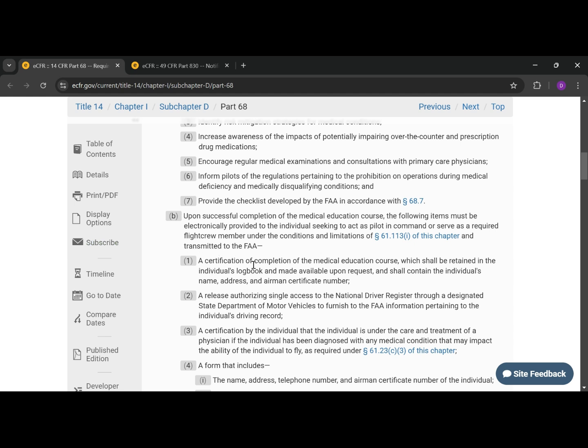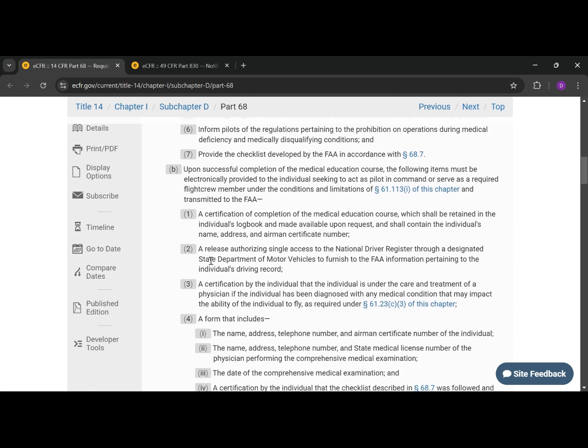So, a certification of completion of the medical education course, which shall be retained in the individual's logbook and made available upon request, and shall contain the individual's name, address, and airman certificate number. A release authorizing single access to the National Driver Register through a designated state department of motor vehicles to furnish to the FAA information pertaining to the individual's driving record.